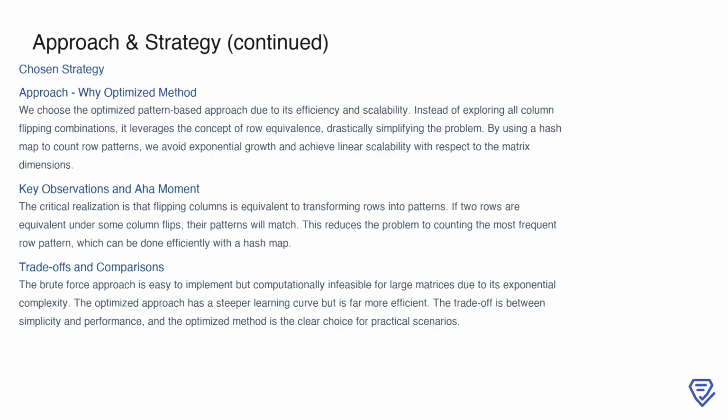By converting each row into a pattern, we can focus on counting the most frequent patterns using a hash map, avoiding the exponential complexity of the brute force method. The key realization here is that flipping columns translates into transforming rows into equivalent patterns, and rows with the same pattern can be grouped together. This insight transforms the problem into a much simpler task of counting the occurrences of these patterns.